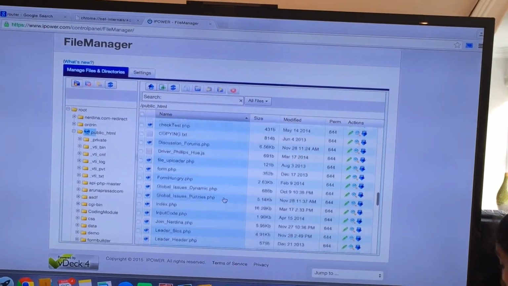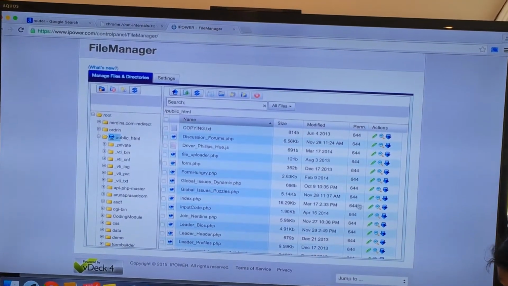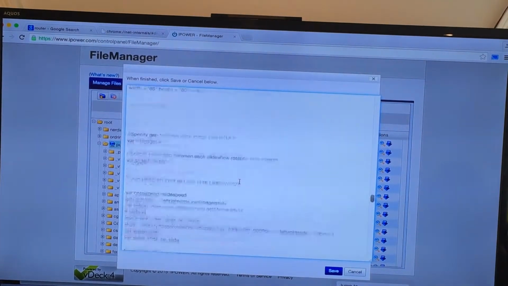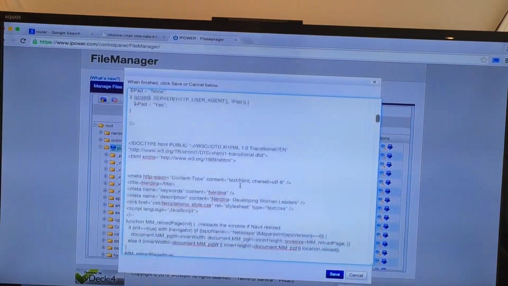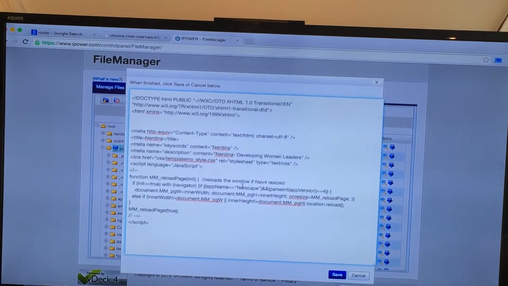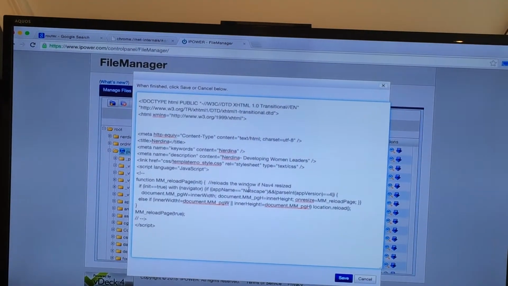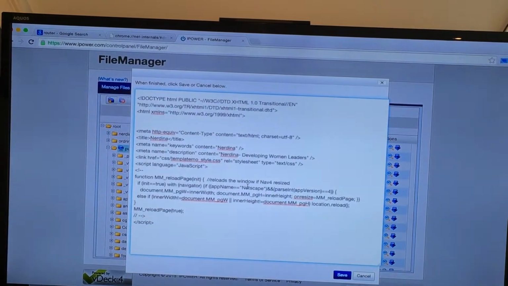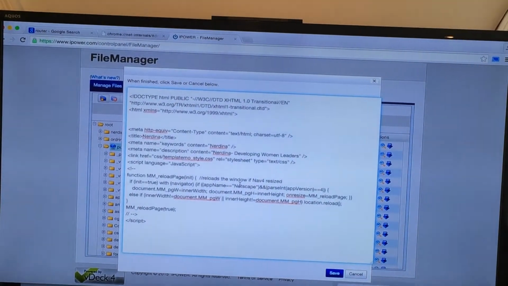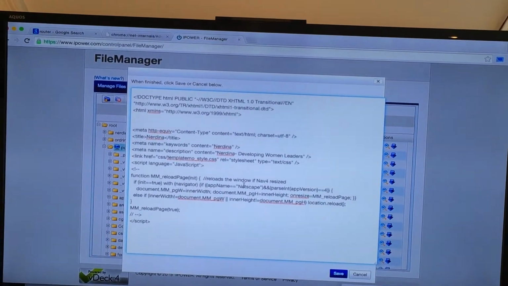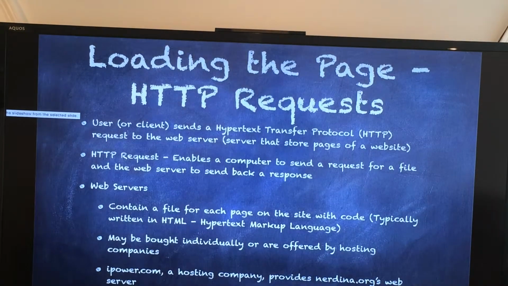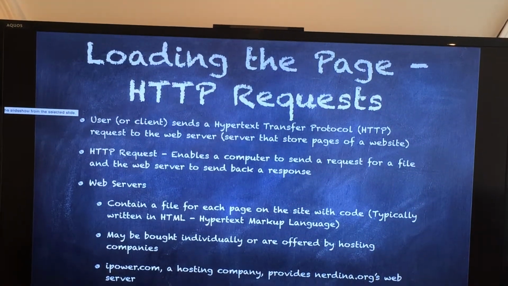So let's find the home page right here and look at what's inside. Here, we primarily have HTML code. HTML is a language that is understood by web browsers, and therefore, the code that is typed here is able to be displayed on a web page. HTML stands for Hypertext Markup Language.